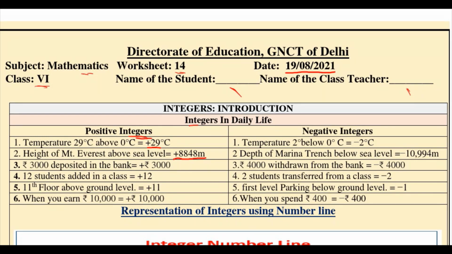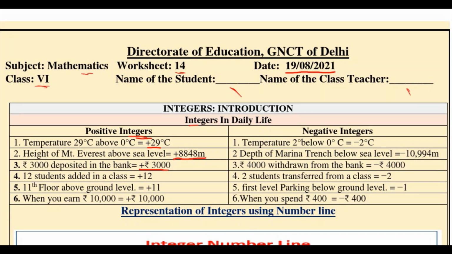Third example, rupees 3,000 deposited in the bank. So you are depositing in the bank. That amount adds up in the money you have in your bank account. So this will be plus rupees 3,000. Again we have used this plus sign here. Now the fourth one is 12 students added in a class. Again there are 12 students being added in one class, that is plus 12.